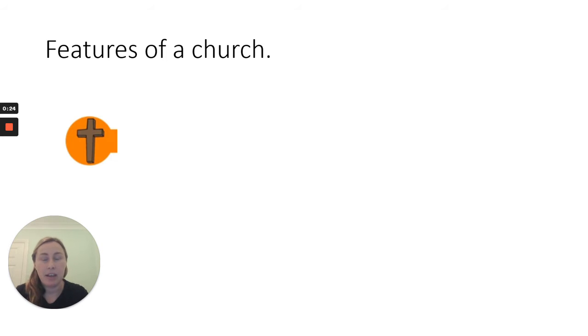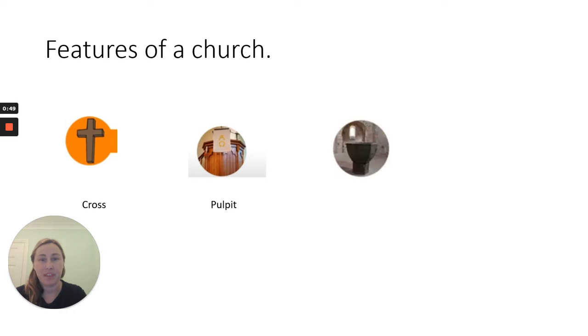What about this? Can you remember what this is? This is the cross, or sometimes we call it the crucifix. And this image was used last week also. Can you recall what part of the church this is and what happens there? It is the pulpit. This is where the priest stands.